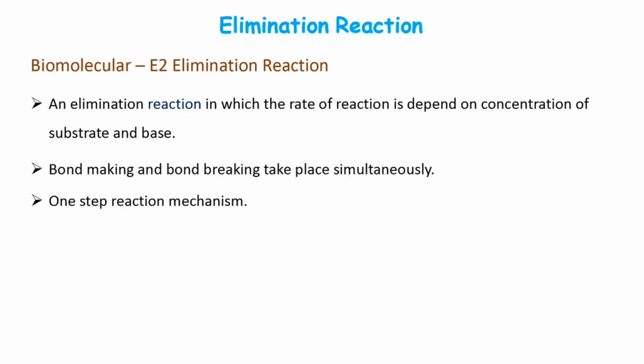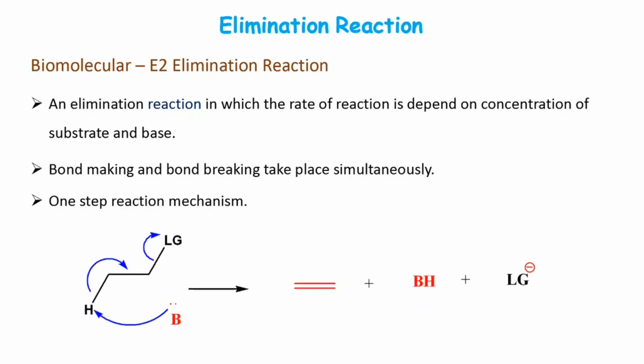An elimination reaction in which the rate of reaction depends on the concentration of substrate and base is called E2 elimination reaction. In this reaction, bond making and bond breaking take place simultaneously. It is a one step reaction. You can see here the example in which abstraction of proton and departure of leaving group take place simultaneously, and there is a formation of unsaturated product, that is alkene.